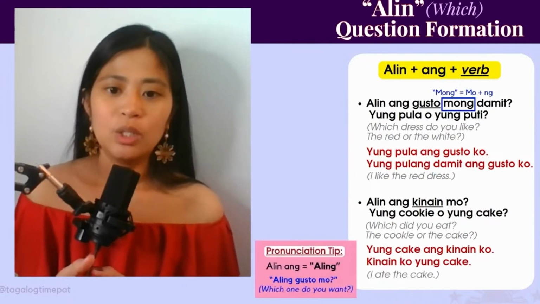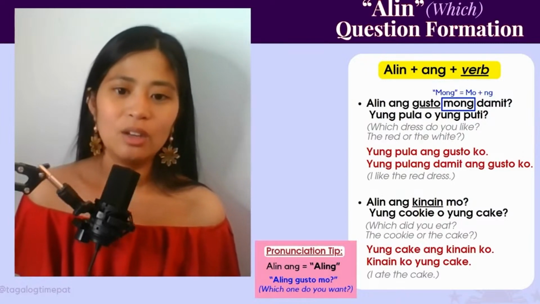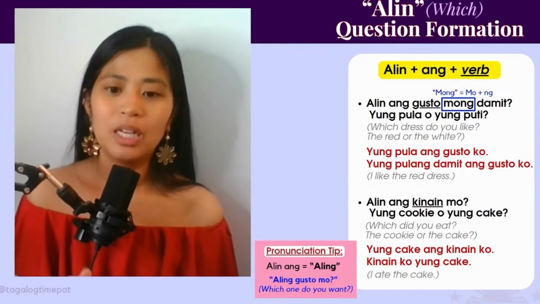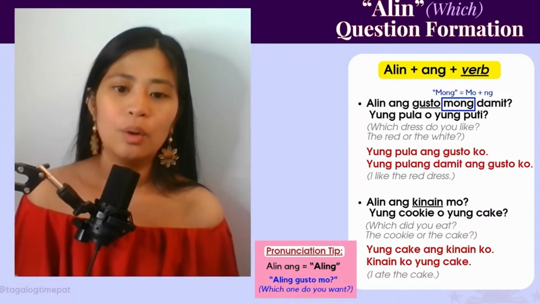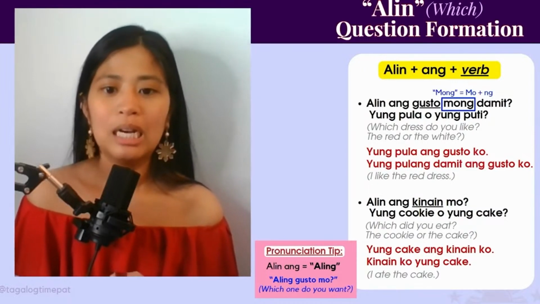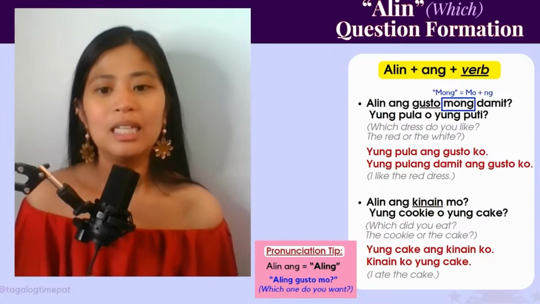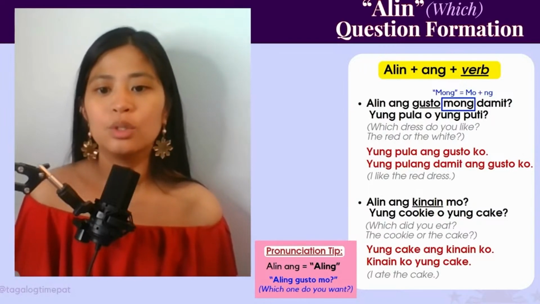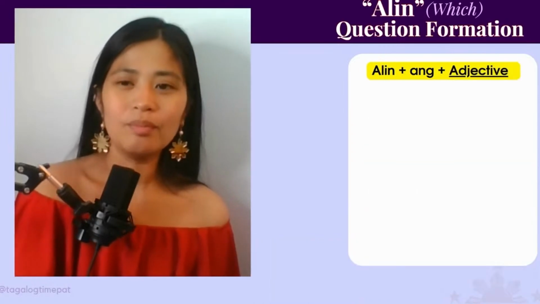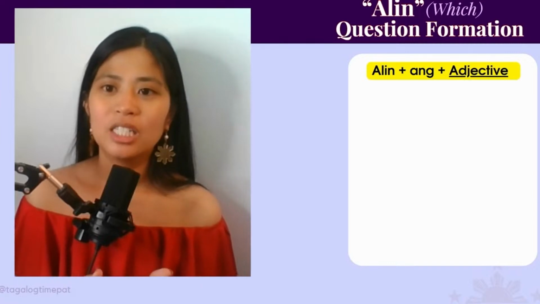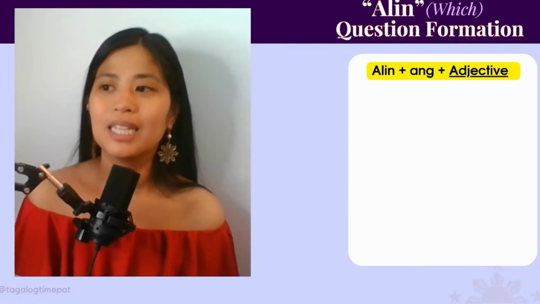And then, of course, you can always put things together. So, alin ang becomes aling. So, aling gusto mo? Alin ang gusto mo? Aling gusto mo? Alin plus ang plus an adjective.